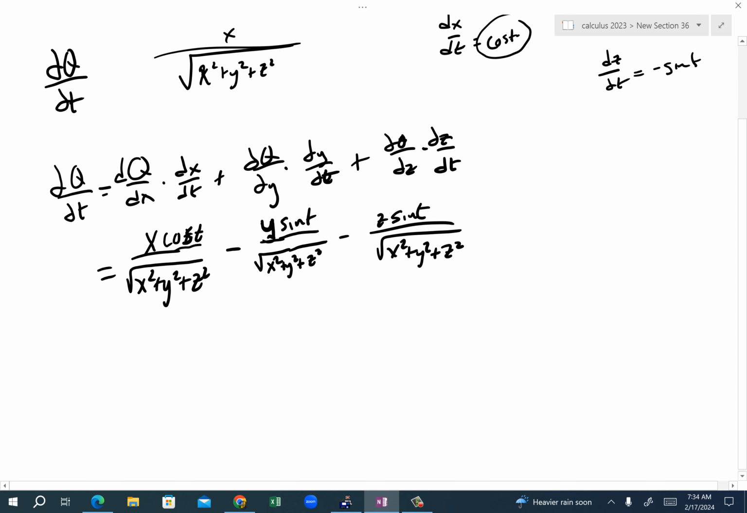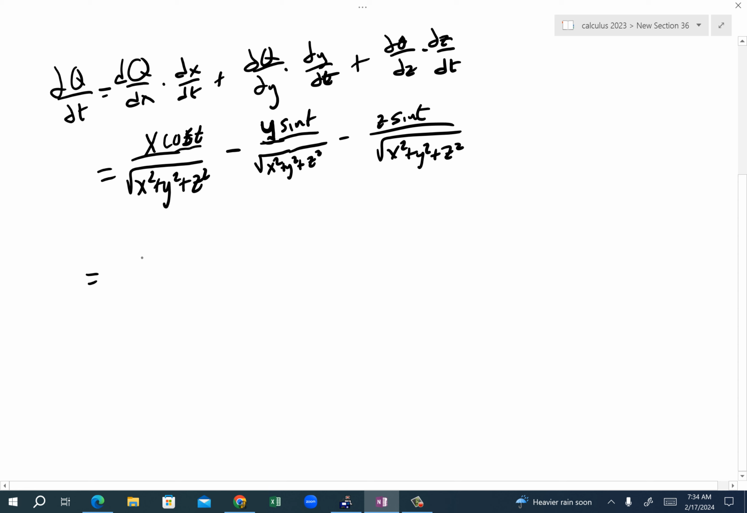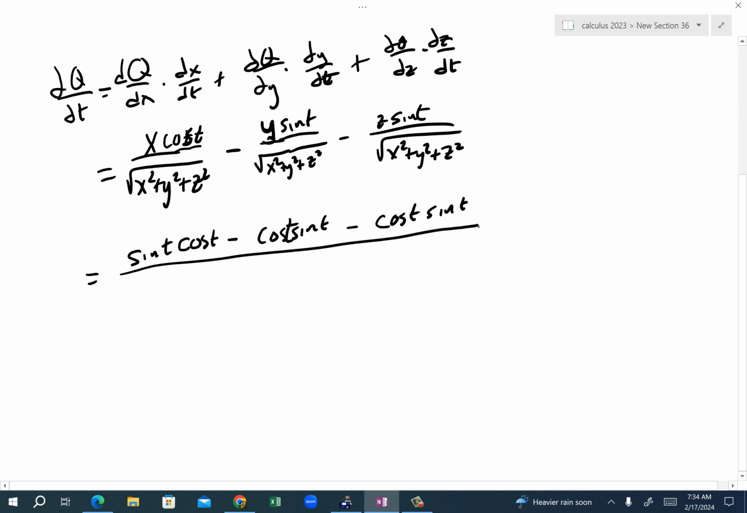Now, what is x? Well, x is sine t, so I'm going to go ahead and substitute that in right here. And then y is cosine, so cosine sine, and then minus, and z is also cosine. And it's all over the same denominator. So I'm just going to go ahead and plug those in just to see what happens.